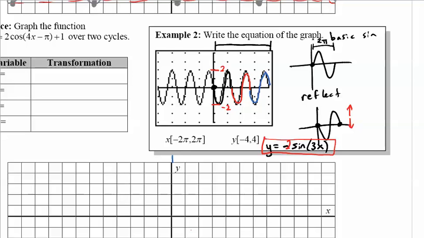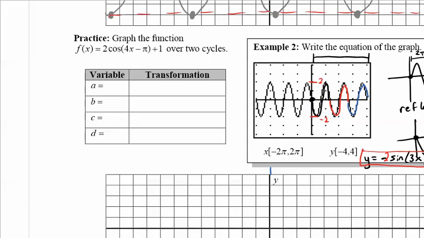So the last example is drawing a graph of the cosine function. Again, in this example, the b value has not been factored, so we need to start by factoring out b. And thinking, 4 times what number would give me pi? 4 times pi over 4 would give me pi. So my a value is 2, b is 4, c is pi over 4 units to the right, and d moves my graph up 1 unit.